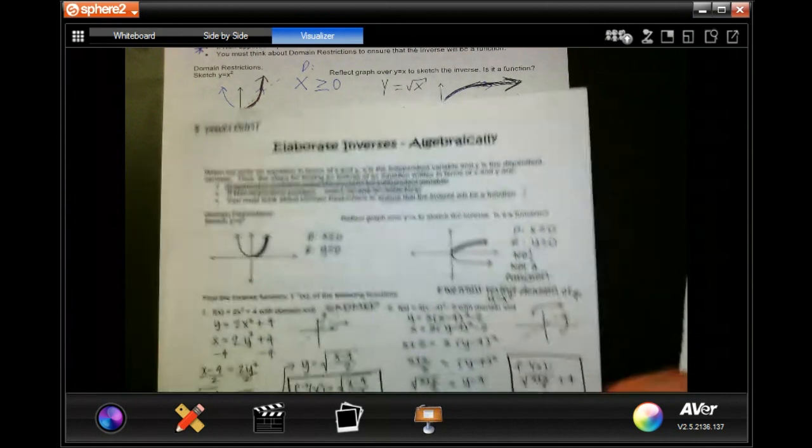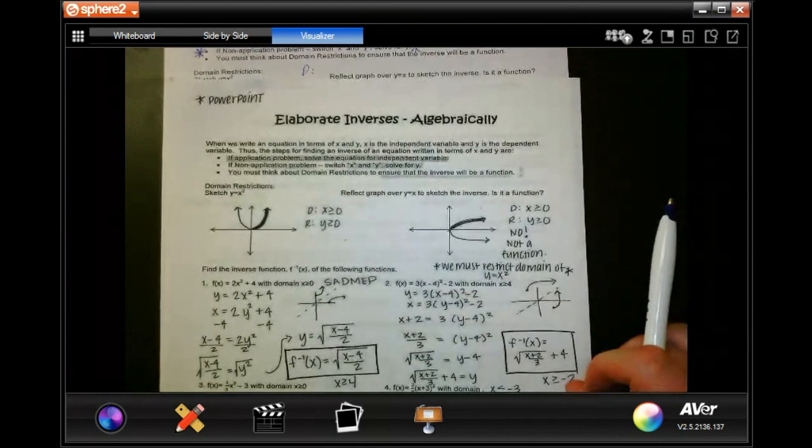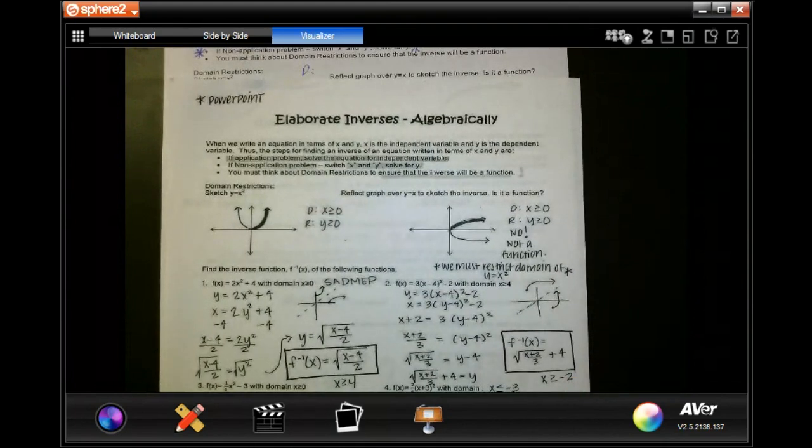So take a look at the answer key that was so nicely provided for you. This is the original restricted domain function. And then here's the square root that's reflected over y equals x. Take a look at all of the math here.